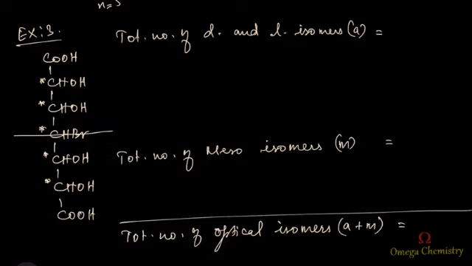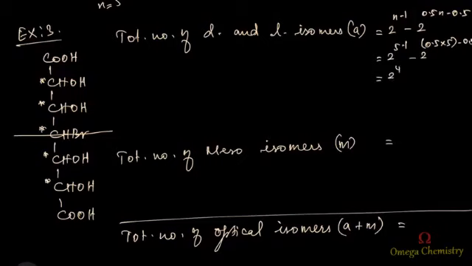So the total number of D and L isomers would be 2 power (n minus 1) minus 2 power (0.5n minus 0.5), which means 2 power (5 minus 1) minus 2 power (0.5 into 5, minus 0.5). So that means 2 power 4 minus 2 power (2.5 minus 0.5), which is 2 power 2. 2 power 4 is 16, and 16 minus 2 power 2, which is 4, means this is 12, right?